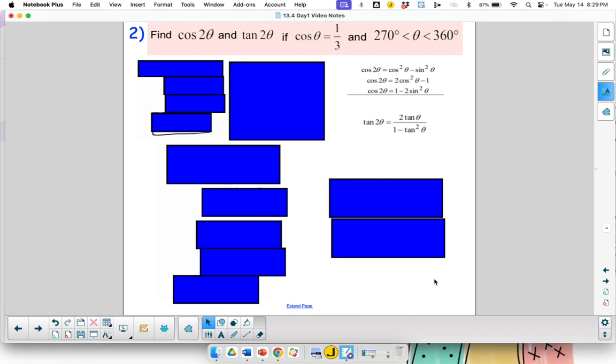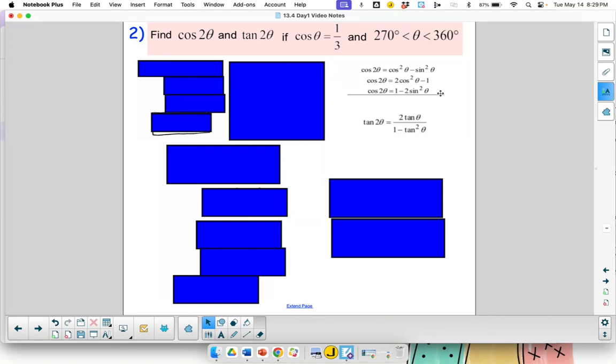All right, find cosine of 2 theta and tangent of 2 theta. Again, they're giving us some information about theta. This time it's in a different quadrant and it has a different cosine value. So let's start with cosine of 2 theta. Now, cosine of 2 theta has 3 formulas. All 3 formulas will get you the correct answer.